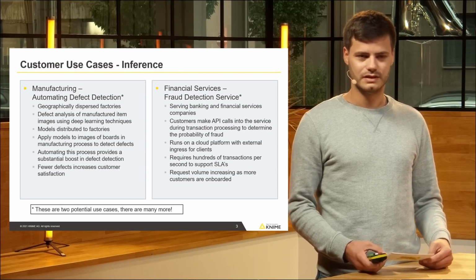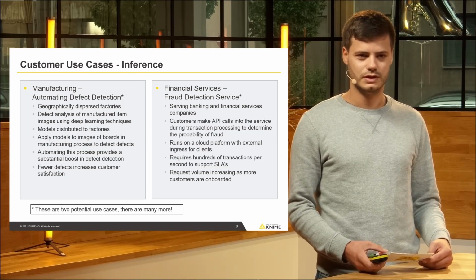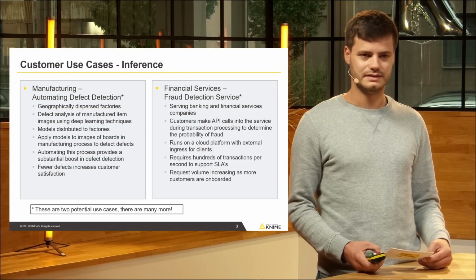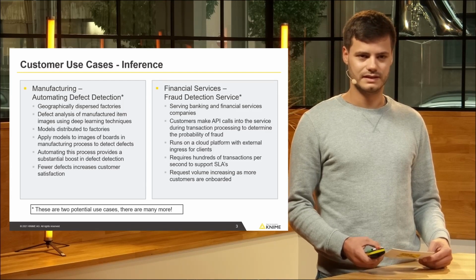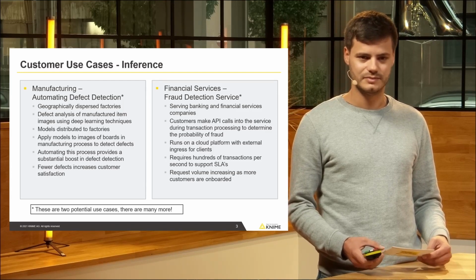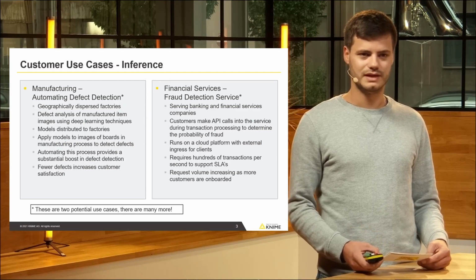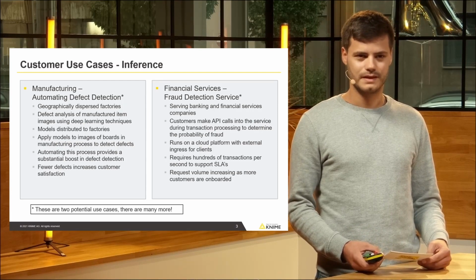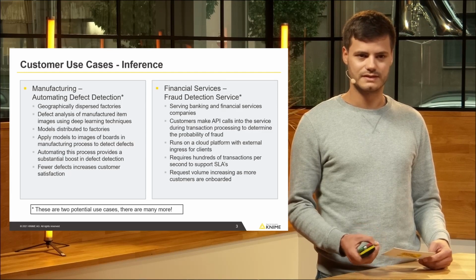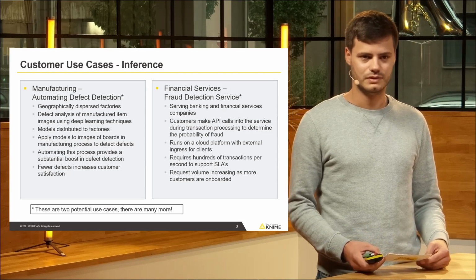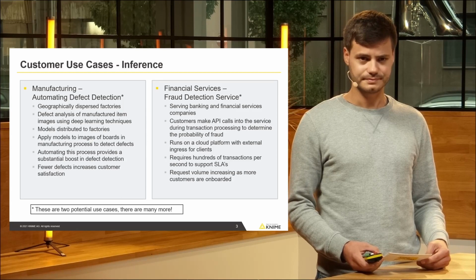So for manufacturing, image analysis can be used to create models that detect hardware defects. And in a case of geographically distributed factories, being able to apply those models directly in the factory allows you to detect defects earlier, which leads then to substantial cost savings.